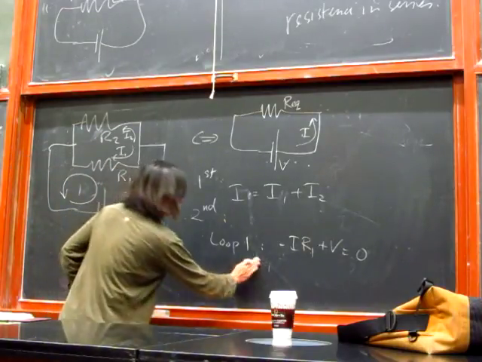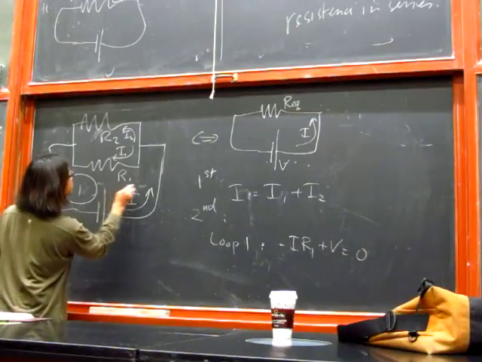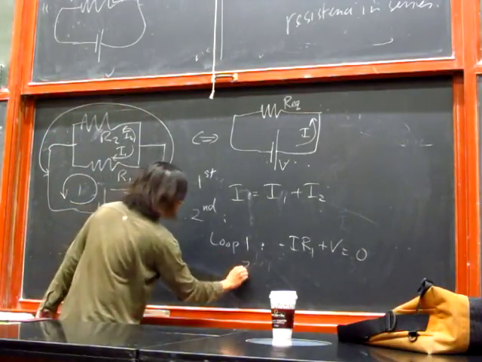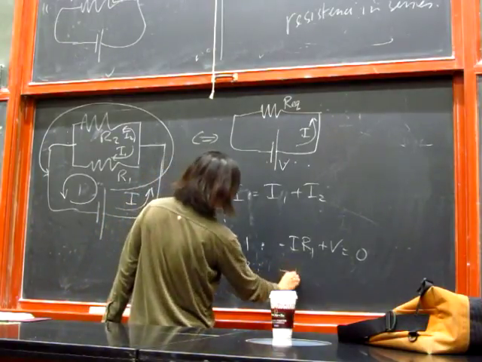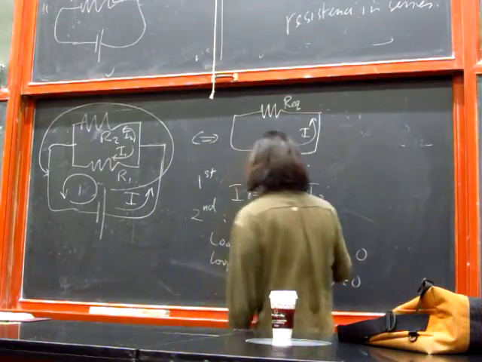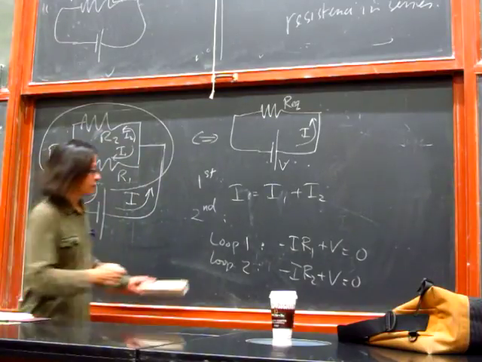I should go through this faster because you're quite familiar with all this. From loop number 2, if I go through the other loop, what I have is minus I R2 plus V is equal to 0. Right? So did I make a mistake? Yes.